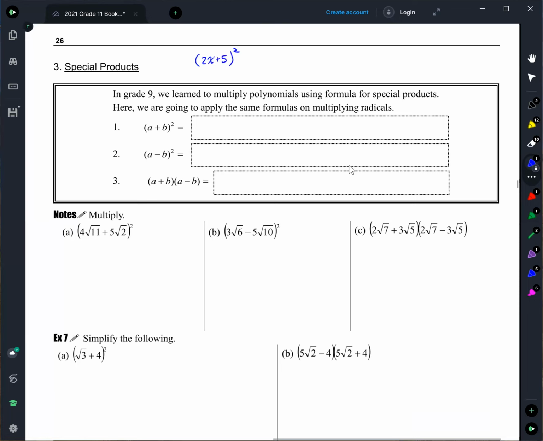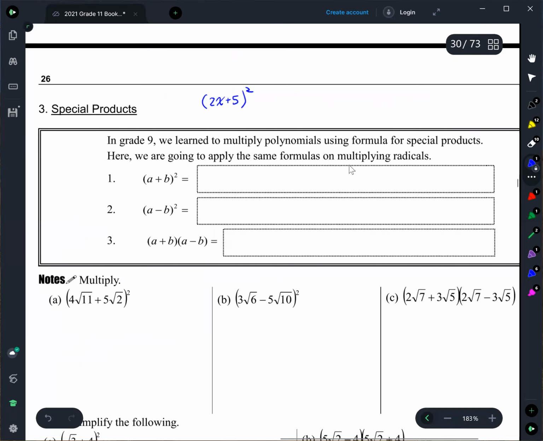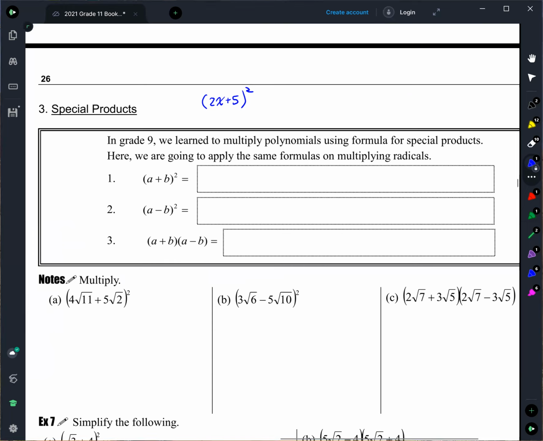You have a is the 2x, b is the 5, and if you apply the formula, then you don't need to use FOIL, right? So anyone here remember the first formula, (a plus b) bracket squared? Help us out. Does anyone remember? Aaron, do you remember?